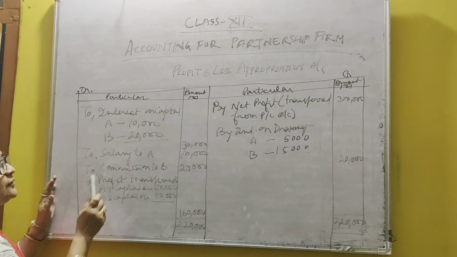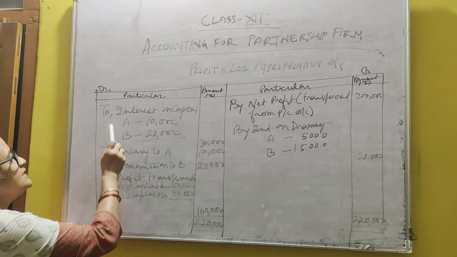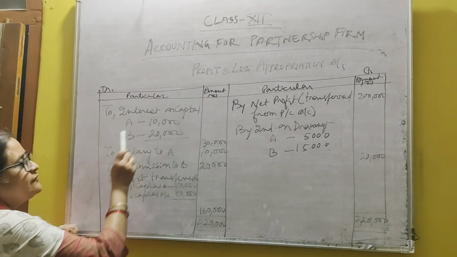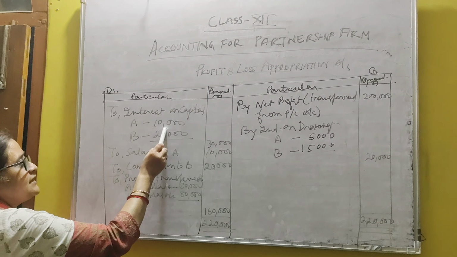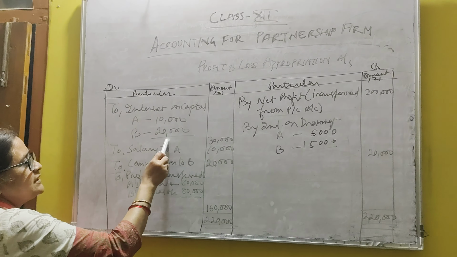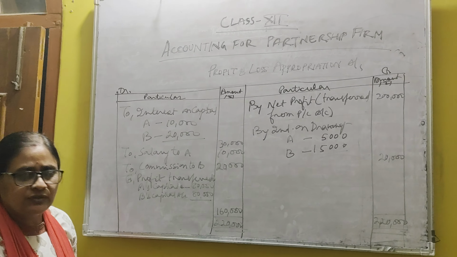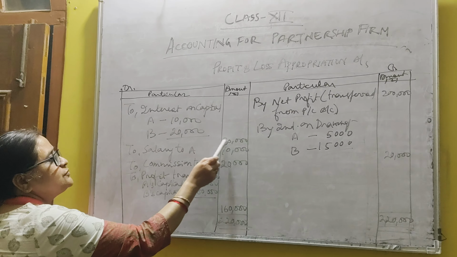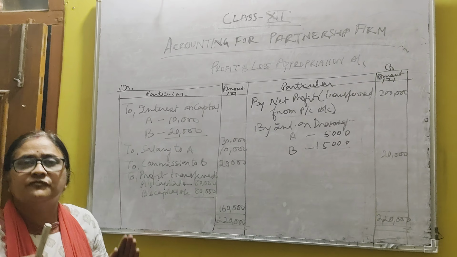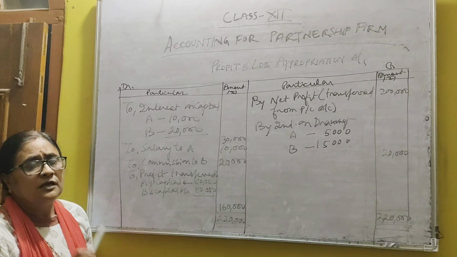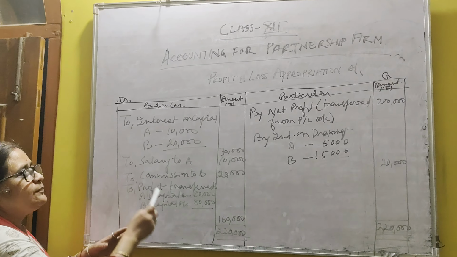Now on the debit side, what are the items you will show? First, interest on capital. For example, as per this question, we assume that A will get 10,000, B will get 20,000. These all things will be given in the question. So 30,000 is the total interest on capital. Now this is the expense of the firm related to partners. So the firm will pay these things to the partner.